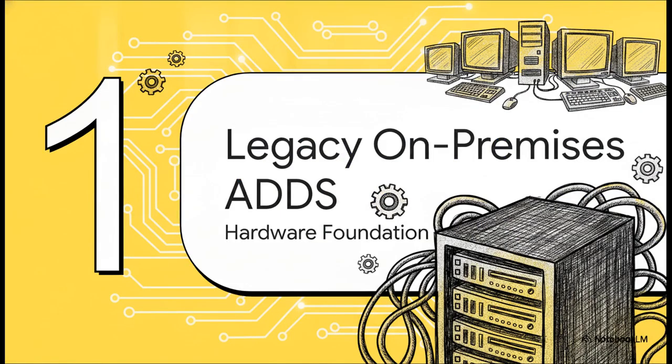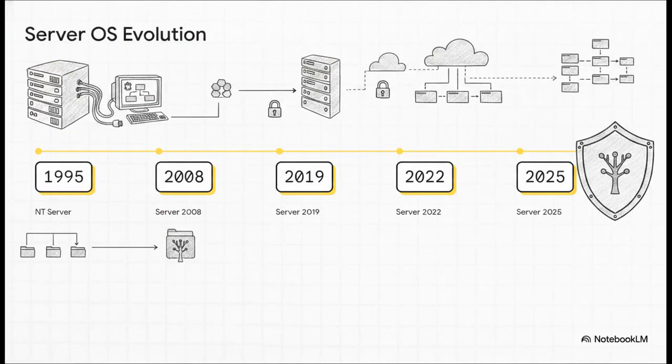All right, Part 1, Legacy On-Premises ADDS, the hardware foundation. It is honestly wild to think about how far back this goes. 1995. We're talking dial-up internet days here, starting with NT Server and rolling right through Server 2019, 2022, and even looking ahead to 2025. It's a completely legacy method, sure, but the ability to configure Active Directory on an on-premises machine is just deeply, deeply baked into IT history.